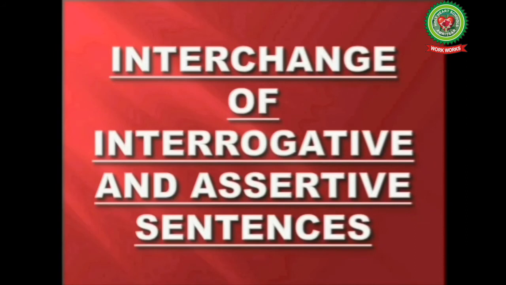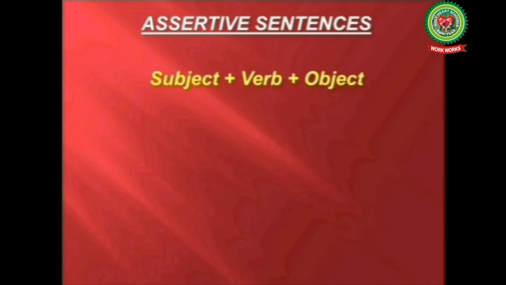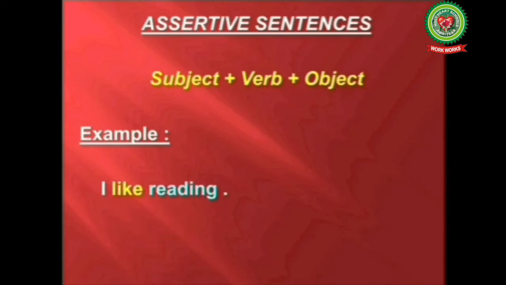Students, let's move to the next method, that is interchange of interrogative and assertive sentences. Here we will change interrogative sentences into assertive sentences and vice versa, that is, from assertive sentences to interrogative sentences. Now let us look at the structure of the sentences. First is assertive sentences. As you know, the structure of an assertive sentence is subject plus verb plus object. For example, I like reading. Here, I is the subject, like is the verb and reading is the object. So this is an assertive sentence.